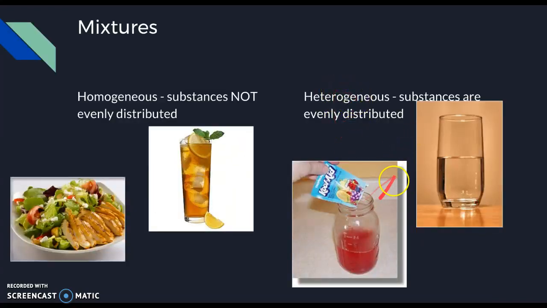I'm so sorry. These pictures are supposed to be over here. These are supposed to be heterogeneous mixtures. These are homogeneous mixtures. Again, I will fix that in the notes. I'm very sorry. You shouldn't be taking notes off this video anyway. You should just be watching it.